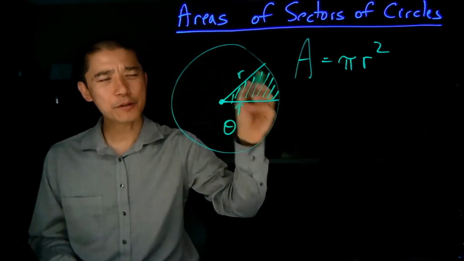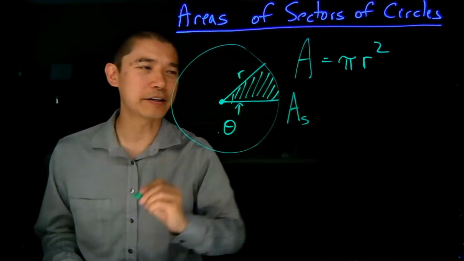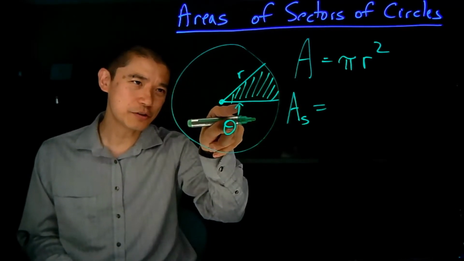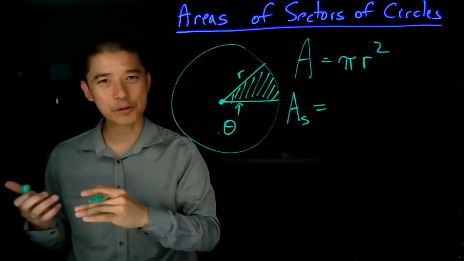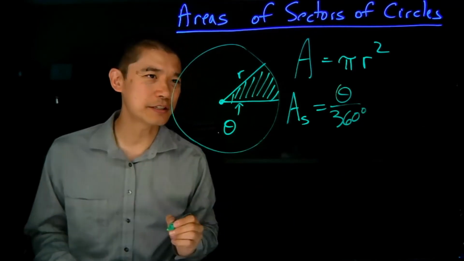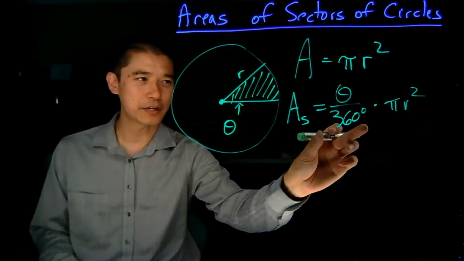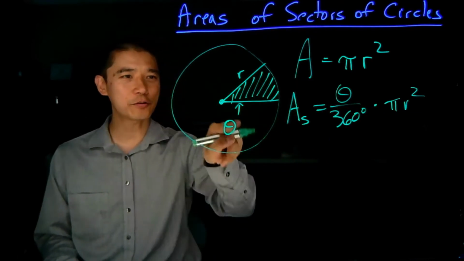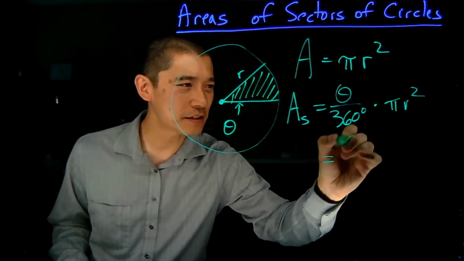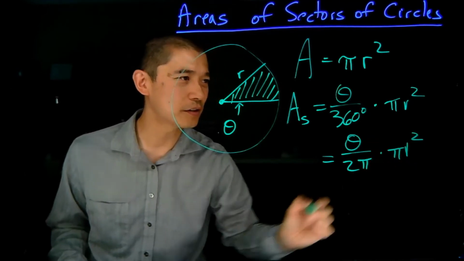And so if we use the same proportion for the area of the sector, I'm going to write A sub S, area of the sector. This area is going to be equal to a proportion of the whole circle. So we'll start with degrees as before: theta over 360 degrees times pi r squared, right? So again, a proportion of the area of the circle, and that proportion is measured out by this angle here. If we did it in radians, this would be theta over 2 pi times pi r squared.